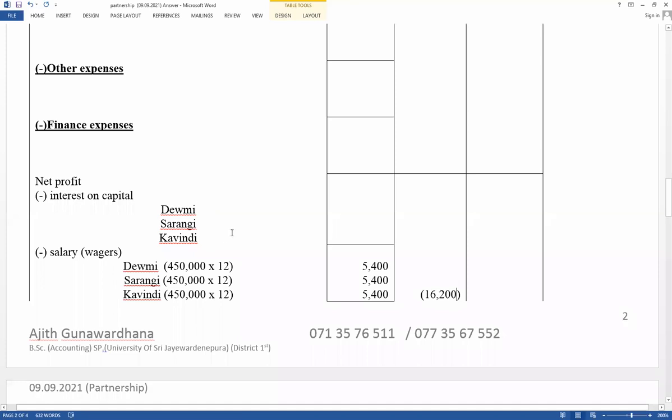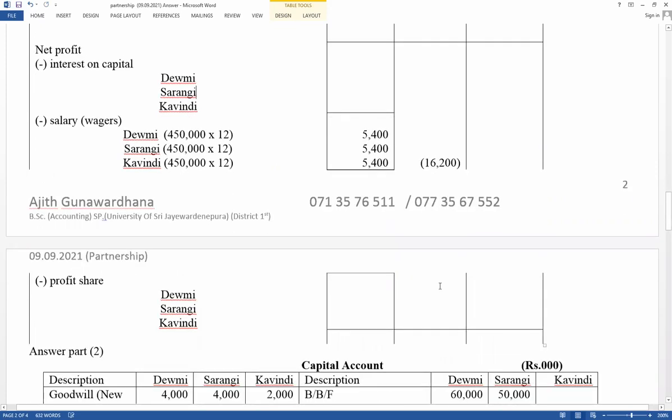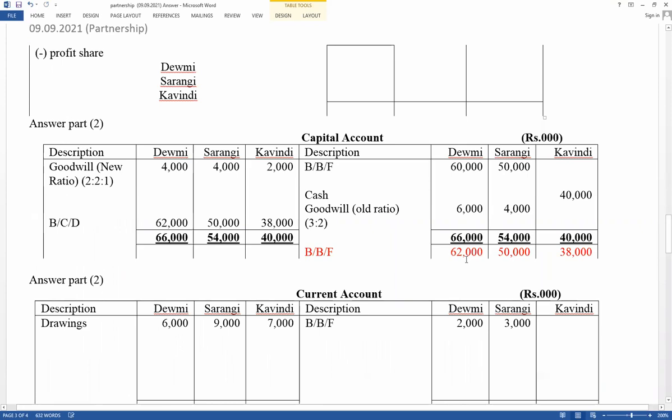At the same time, try to calculate interest on capital also. If admission or retirement is given at the beginning of the year, it should be calculated based on their closing capital account balance. Given interest rate 10%, see the closing capital account balance. Capital account closing balance 62,000, 50,000 as well as 38,000. Based on their closing capital account balance, interest on capital should be calculated if admission or retirement is given at the beginning of the year.